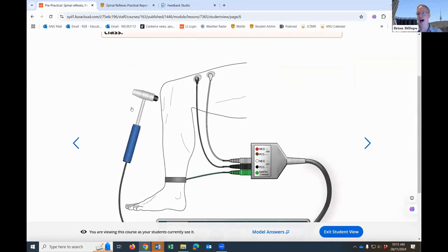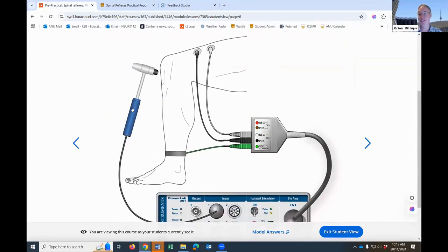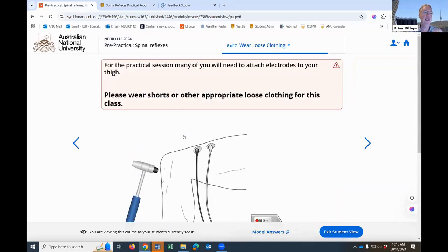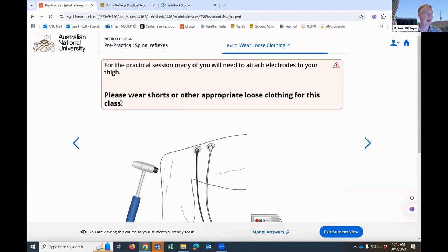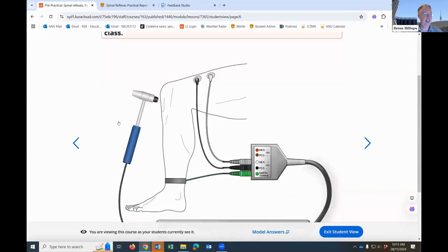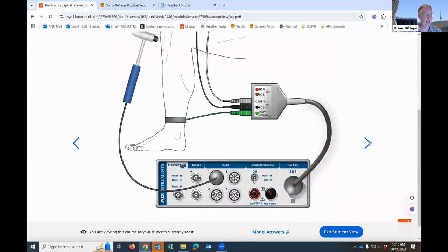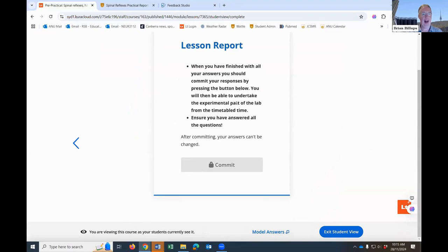The other thing about having the pre-practical is we can put important information in there that we know they must read before coming to the lab. That could be safety instructions for this lab. It's in Canberra, it's in the winter, they'll all show up in their jeans and they won't be able to get the electrodes on their legs. So we say, bear in mind, you're going to have to do this, come to the lab wearing shorts or loose clothing. But you can guarantee that they've read this before they come to the lab. Then they complete that pre-lab and they get access to the lab.